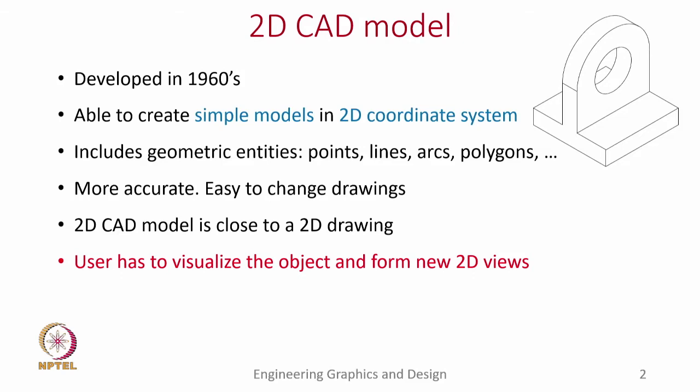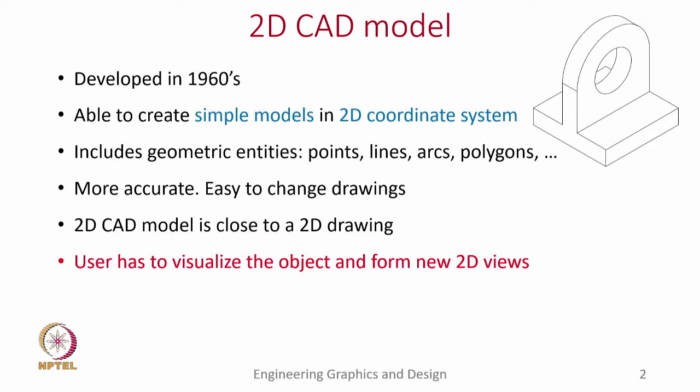So, let us start with the evolution of the CAD software, because that helps us understand what the features of this software are and how they have improved over time. We will be talking about 4 different modeling techniques. Initially, we will start with the 2D CAD model, which was developed in the 1960s. Those were the early days of computers, so the computational powers were less.